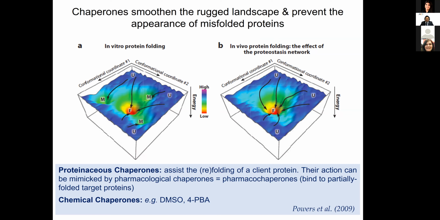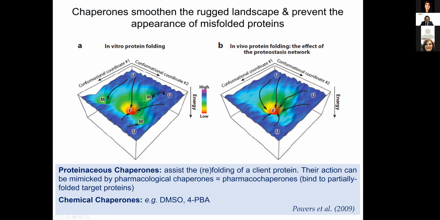And you can see here on this slide, two scenarios. We will begin from the right side. So this is the in vivo scenario where a nascently formed protein or unfolded protein wants to achieve a fully folded state. So the protein wants to achieve a state where the entropy is low, the energy is low, and the structural stability is quite high. And while doing so, it gets helped by other proteins or scaffolds, and that's what we call the proteinaceous chaperones.